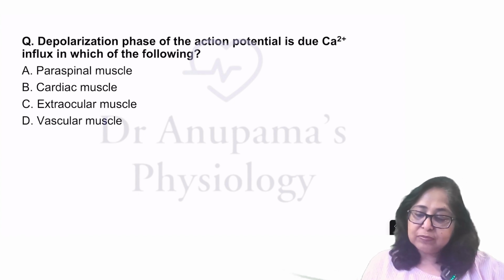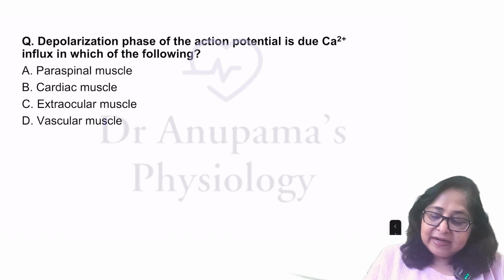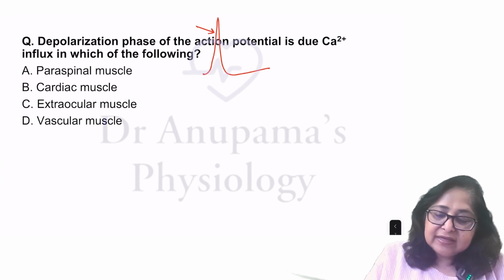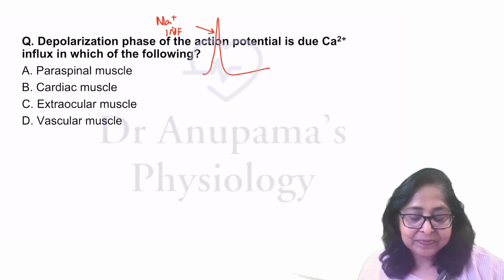Let's look at the next question. Depolarization phase of the action potential is due to calcium influx in which of the following? In a paraspinal muscle, this is what the action potential looks like. The depolarization phase is because of sodium influx. Paraspinal muscles are skeletal muscles, voluntary muscles.